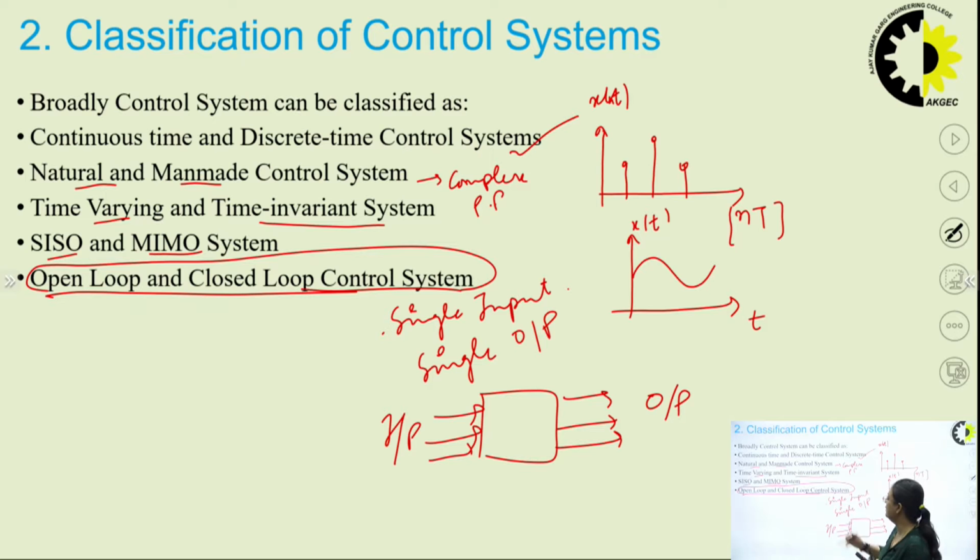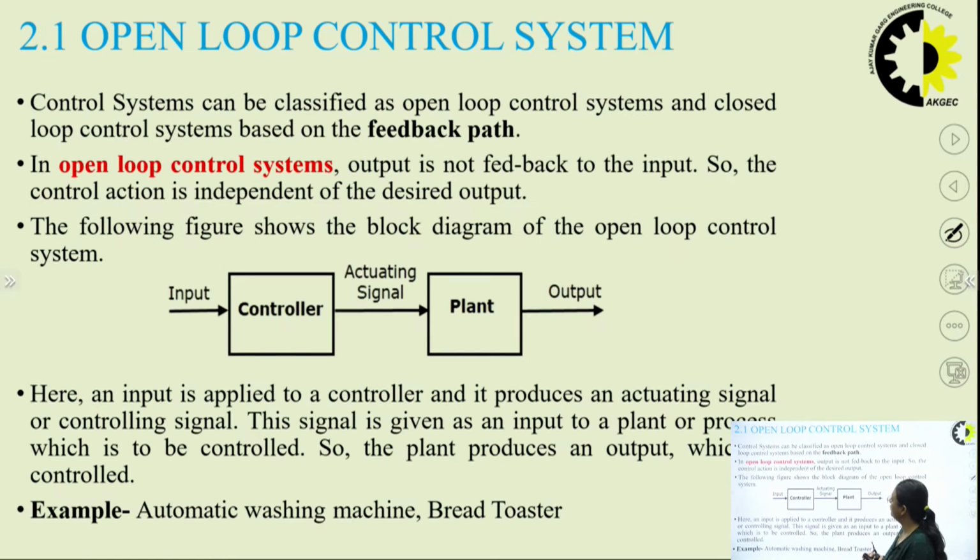So I'll discuss this open loop and closed loop system. Basically, these open loop and closed loop systems can be differentiated on the basis of feedback, right? Feedback is a property of a system by which output or a portion of output is fed back to the system. This feedback is applied in closed loop systems, while there is no feedback in open loop systems, right? So what is an open loop system?